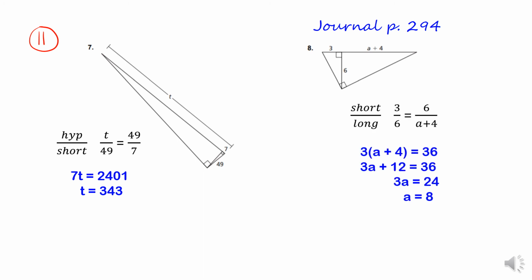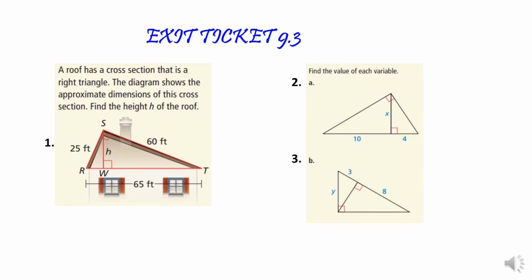All right, so now you have your exit ticket. And this is number 1. You're going to find the height of the roof. And for this one, you're going to find the value of each variable. So don't worry about the A and B, just the 2 and 3.